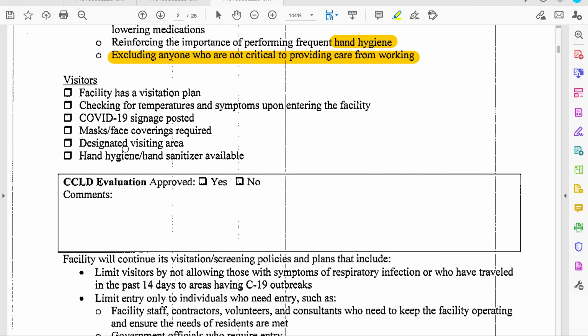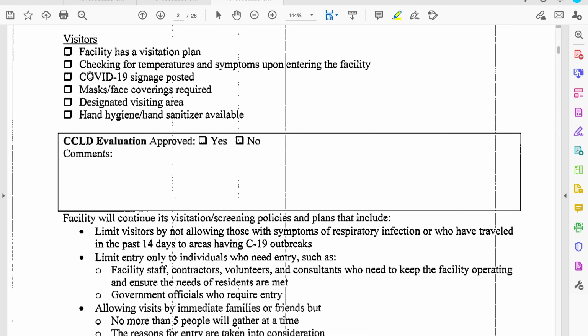Next, let's talk about screening visitors. If the facility has a visitation plan, which we do, you must check for temperatures and symptoms upon entering the facility. We have to have COVID-19 signs posted. Masks and face coverings are required. There is supposed to be a designated visiting area, and hand hygiene and hand sanitizer must be available.